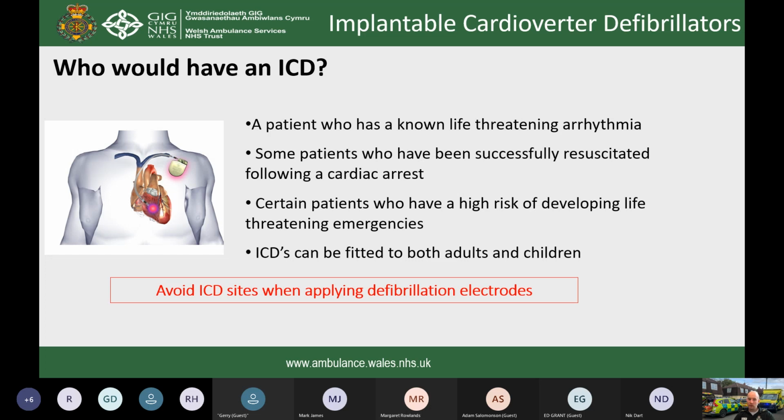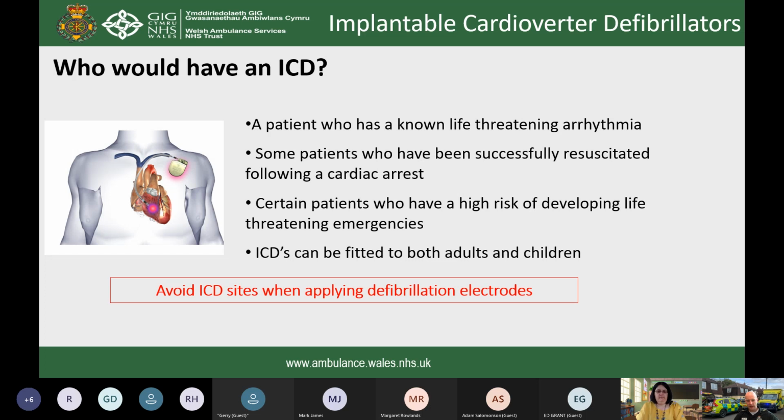So who would have it? Anyone with a life-threatening arrhythmia. So if they've got a history of VT, VF, when it goes too quickly, they'll have one. Any patients who have potentially been resuscitated from a cardiac arrest, again, that'll be down to an arrhythmia that's caused that cardiac arrest. Certain patients with a high risk of developing these emergencies, and again, ICDs can be fitted to both adults and children.